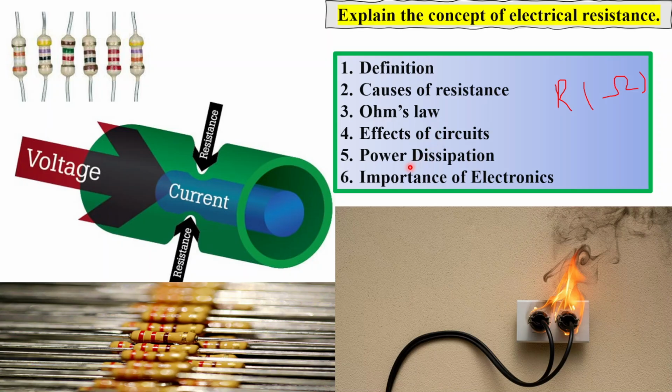Next one, power dissipation. When current flows through a resistor, electrical energy is converted into heat energy due to the resistance encountered. This phenomenon is known as power dissipation, and the power dissipation P is equal to VI. P is the power dissipated in watts, V is the voltage in volts, I is the current in amperes.